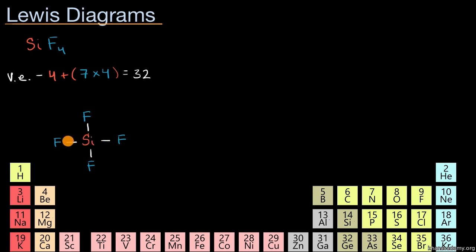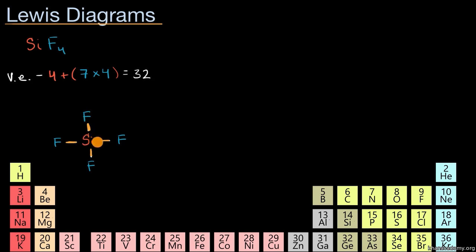Now, each of these covalent bonds, each of these lines in our Lewis diagram, represents 2 electrons. So for example, this one right over here that I'm doing in yellow represents 2 electrons that are shared by this fluorine and this silicon. This represents another 2 electrons that are shared between this fluorine and the silicon. This is another 2 electrons that are shared between this fluorine and this silicon. And this is another 2 electrons shared between that fluorine and the silicon.